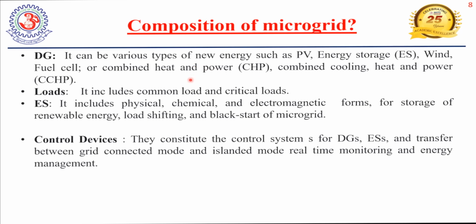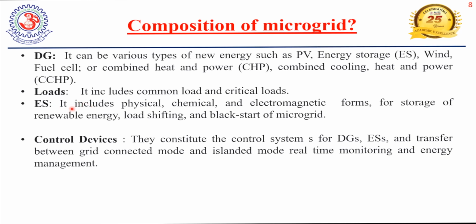The second composition of the microgrid is load. Without load the microgrid will not exist. Microgrid means we have to connect all the systems: generation system, load system, ES system, and control device. All four compositions are required in the microgrid. So the second thing is load. That means consumers should be there while we are constructing the microgrid.